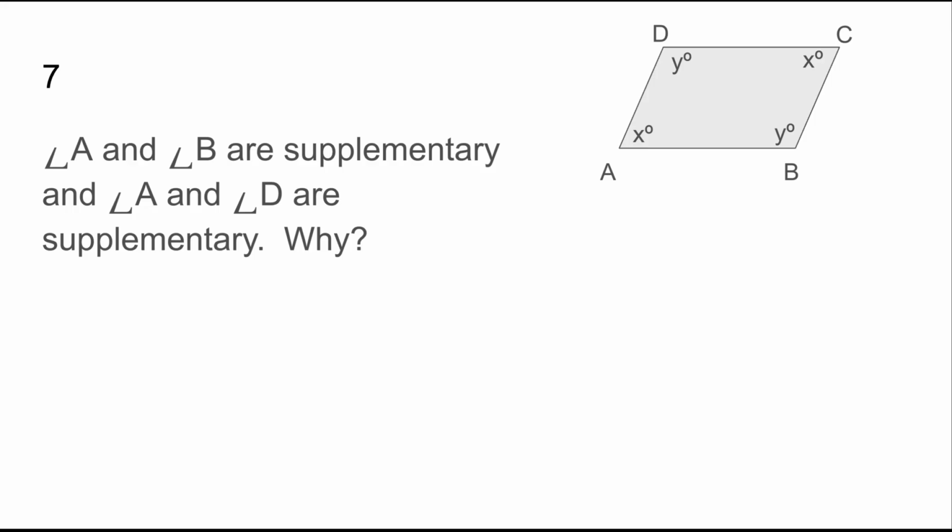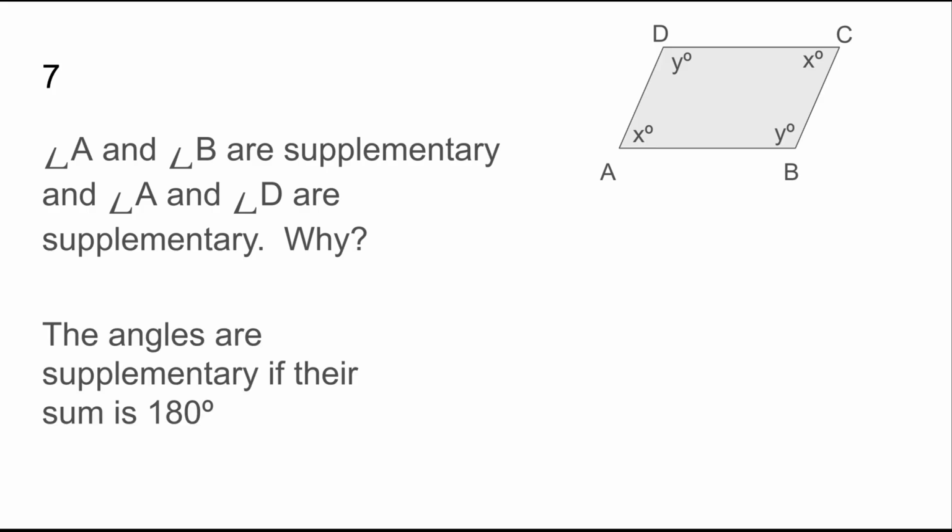Angle A and angle B are supplementary. That means they add to 180. And angle A and angle D are supplementary. Why? Well, the angles are supplementary if their sum is 180 degrees.